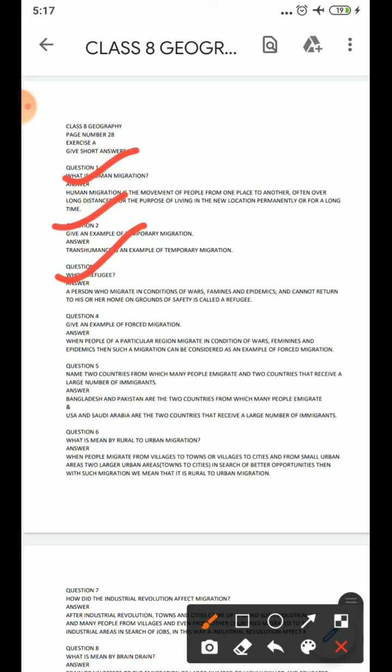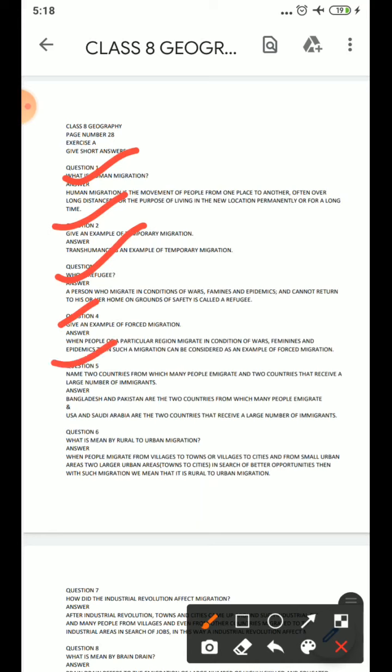Now, coming to question number 4. Give an example of forced migration. The answer is when people of a particular region migrate in conditions of wars, famines and epidemics, then such a migration can be considered as an example of forced migration. Coming to question number 5. Name 2 countries from which many people emigrate and 2 countries that receive a large number of immigrants. So the answer here is Bangladesh and Pakistan are the 2 countries from which many people might emigrate, and USA and Saudi Arabia are the 2 countries that receive a large number of immigrants. Like this, you have to write in full language. We have completed the 5th answer also.